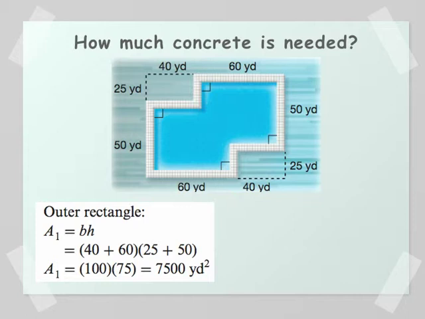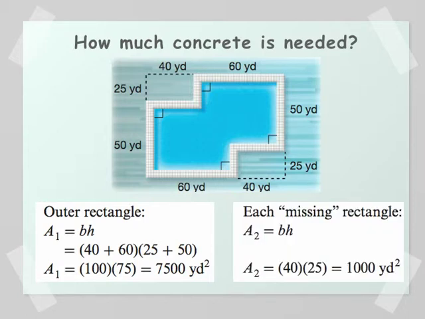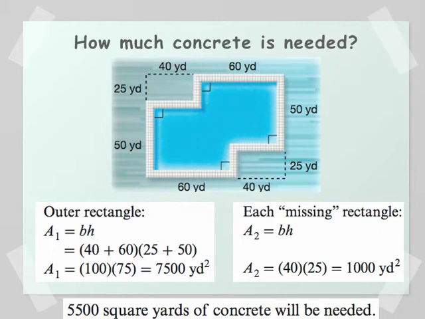7,500 square yards is the area of the outer rectangle. And we'll multiply 40 by 25 to get 1,000 square yards for each corner rectangle. But remember, there's two of them, so there's really 2,000 square yards we'll be subtracting off. And our final answer is 5,500 square yards of concrete are needed.